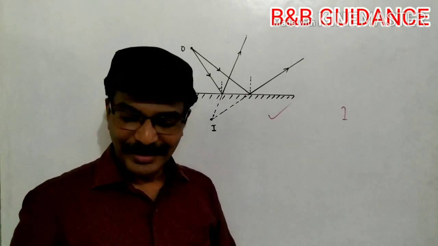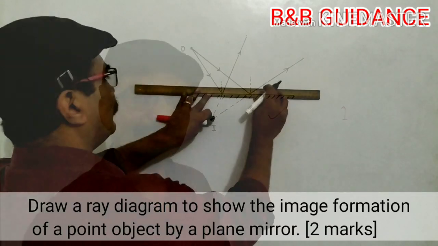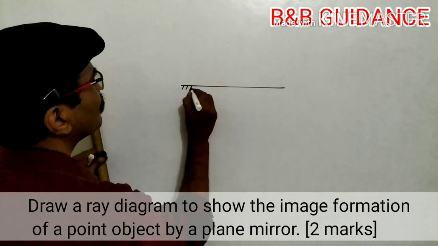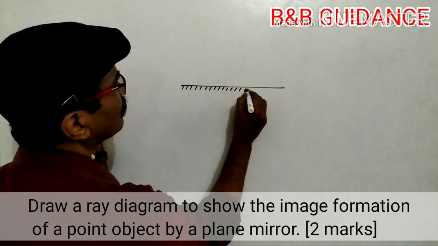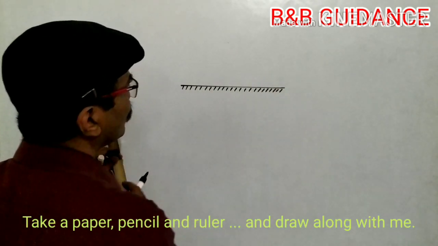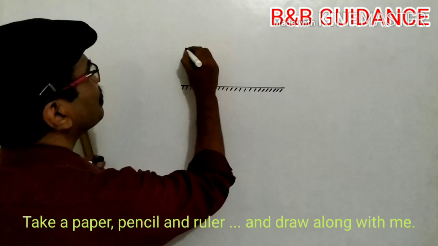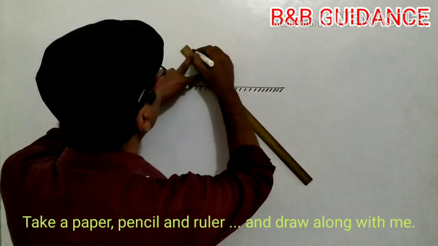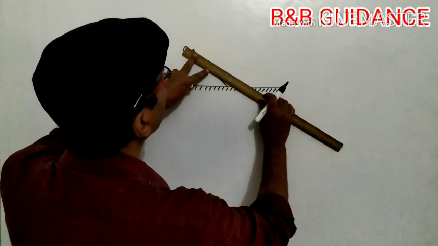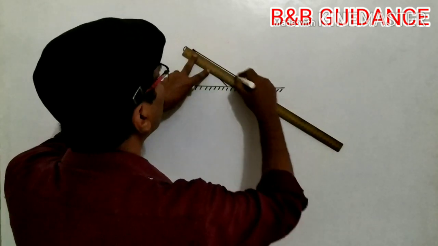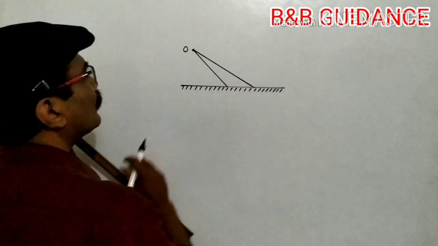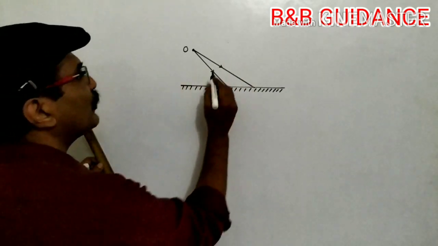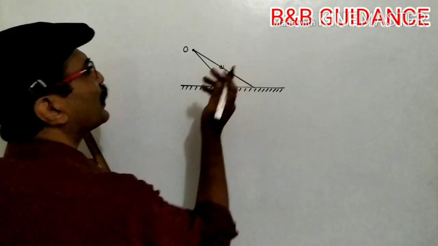So I will show you how to do this. Mirror, okay, object, two rays from the object, okay. This is one ray, this is another one. If you want to identify the rays, you can show 2 arrowheads here.